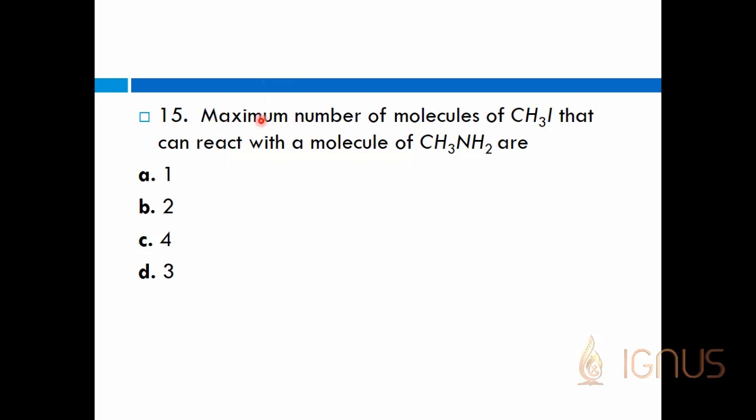Question number 15. The maximum number of molecules of methyl iodide that can react with a molecule of CH3NH2, methylamine, are option A 1, option B 2, option C 4, and option D 3. Try to find the best answer.